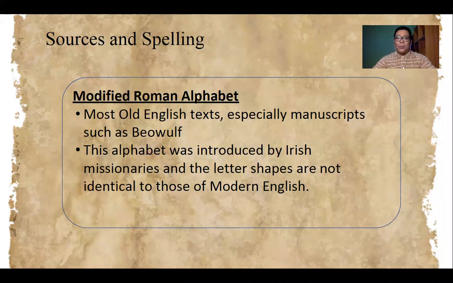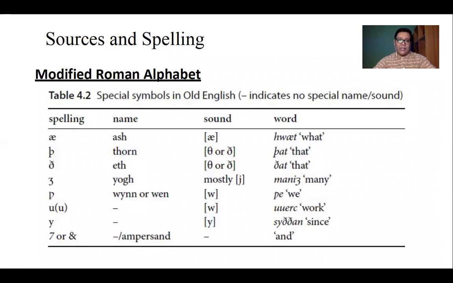We also had the modified Roman alphabet. Now, most Old English texts, especially manuscripts such as Beowulf, used the modified Roman alphabet. This alphabet was introduced by Irish missionaries, and the letter shapes are not identical to those that we use in modern English. Even if we have Roman alphabets being used now, the Roman alphabets that were used before in the Old English texts were modified. That is why there were some differences between how the Roman alphabets were used in Old English compared to the Roman alphabets that we use in modern times. Take a look at this because it can definitely show you these differences.